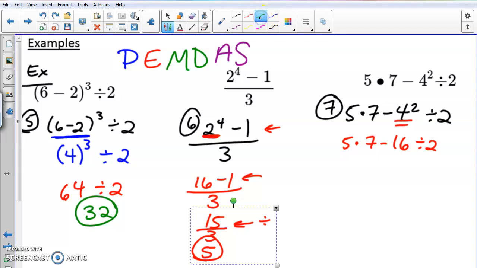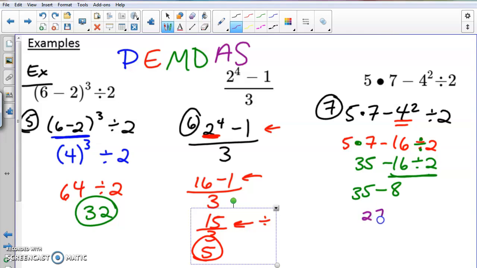Next step is multiply and divide. So if you notice, we have multiplication and division. We do whichever one comes first from left to right. So 5 times 7 is 35. Drop everybody else down. And now we're good for multiplication. We'll do our division next. So we'll drop down our 35 minus 16 divided by 2, which is 8. And now the last part, for our addition and subtraction, is to say 35 minus 8, which is 27. And we're all good for that one.